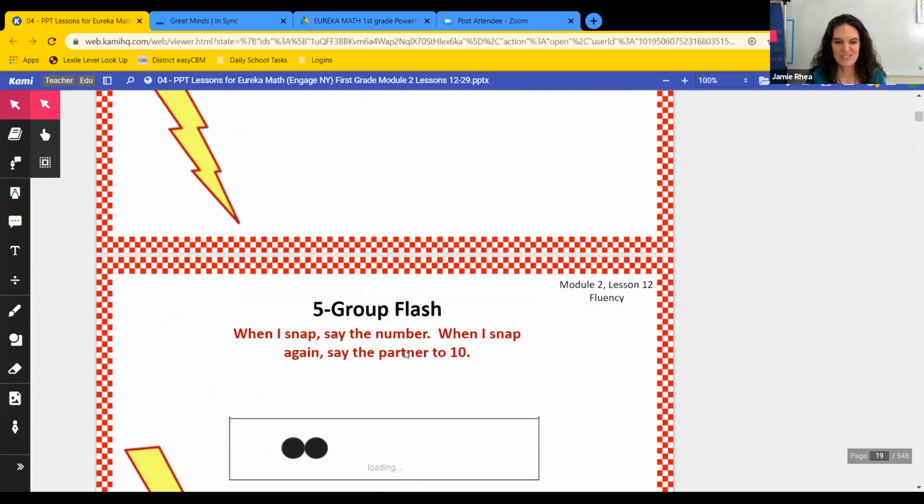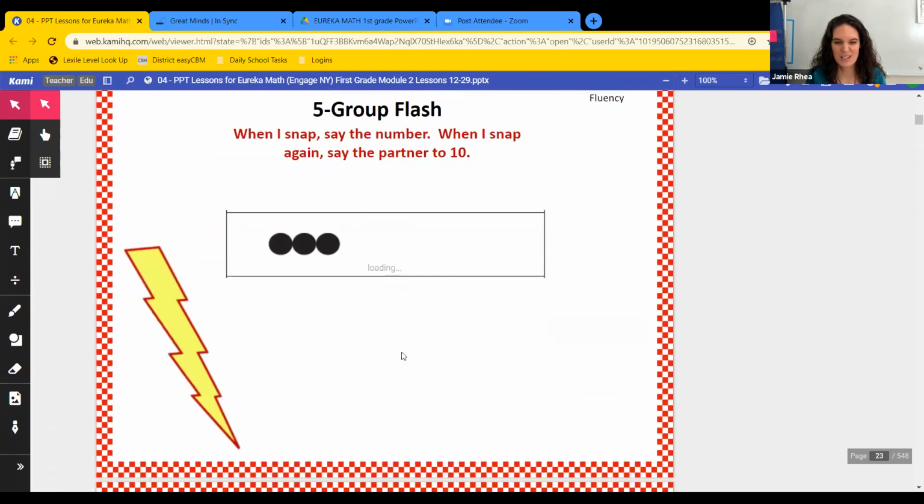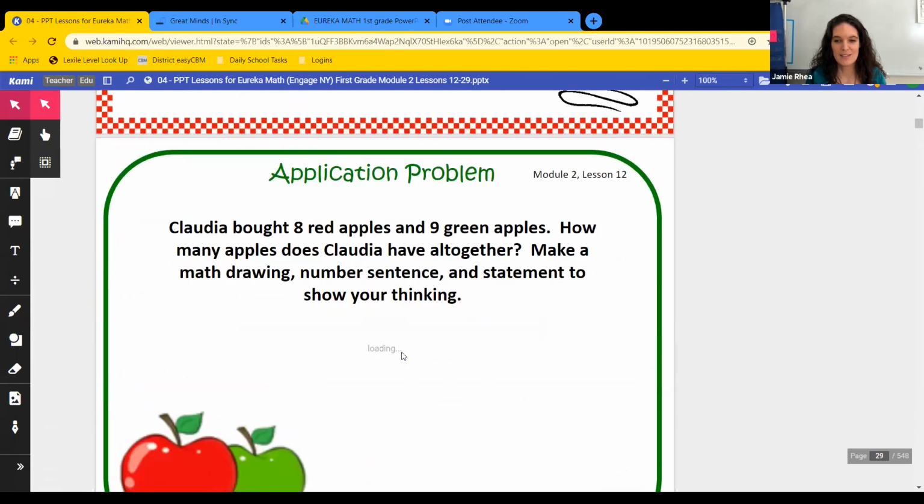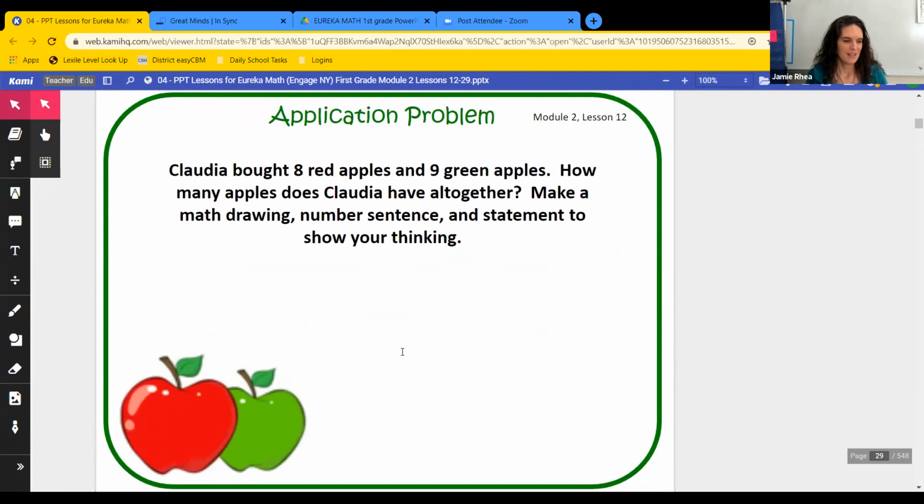I'm going to scroll through all this because we're not going to do this one. We're going to get to our application problem. And you need your whiteboard. If you need to pause to get your whiteboard, go ahead and do it. I'm going to get my detective hat ready. Detective Ray is in the house. I am ready to solve a mystery case. Are you ready to solve a mystery case?